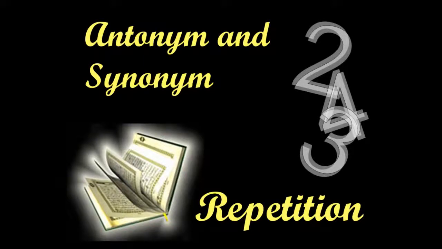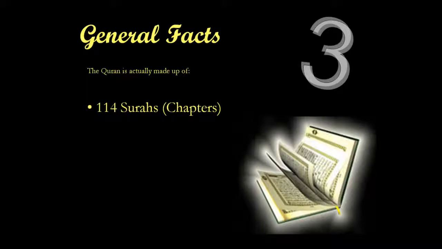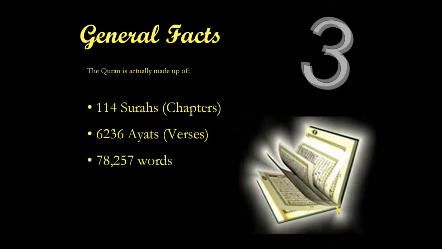Before we go into this, some basic facts about the Quran. The Quran is made up of 114 surahs, or chapters. Each chapter contains verses or ayahs, and there are 6,236 in total in the Quran. And overall, we have 78,257 words in the Quran.